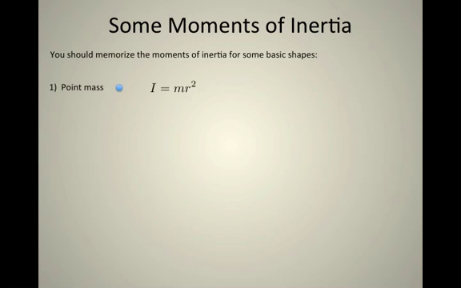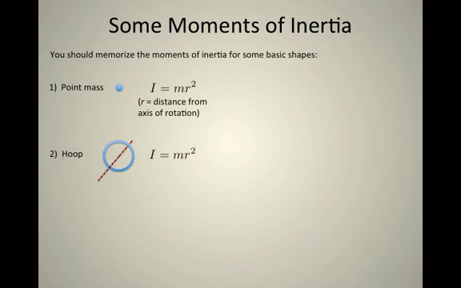The first is a point mass. If this point mass is moving at a distance r away from some center of rotation, in other words, it's making a circular path around a center of rotation, its moment of inertia is just mr squared. So whatever r is the distance away from its circular path, you should know that mr squared is its moment of inertia.